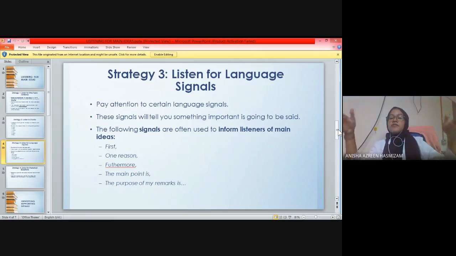Okay, kalau you dengar ada perkataan first, one reason, atau perkataan furthermore, okay, the main point is, the next idea that I want to present is, the purpose of my remarks is, ataupun macam like firstly, secondly, thirdly, benda-benda macam tu, penanda wacana, transition signals, transition words, those words are signifying or is trying to tell you that this person is going to tell you a main idea. Okay, so kalau awak tengah dengar audio, awak dengar perkataan tu, maknanya apa yang orang tu akan sampaikan setelah itu adalah main idea dia.